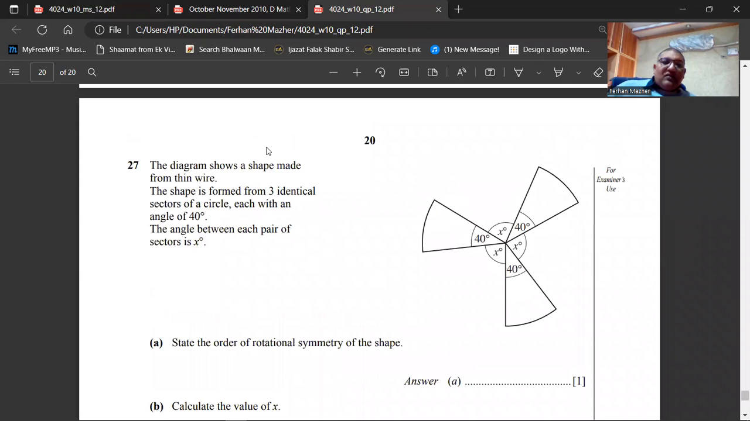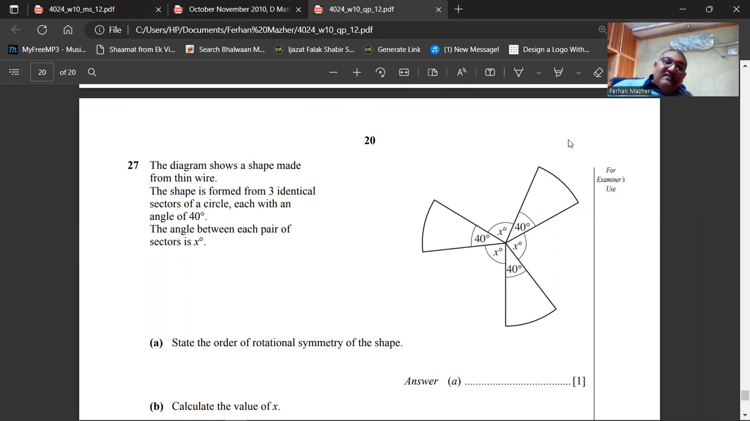Okay, so we are on question number 27. It says the diagram shows a shape made from thin wire. The shape is formed from three identical sectors of a circle, each with an angle of 40 degrees. The angle between each pair of sectors is x. State the order of rotational symmetry of this shape.